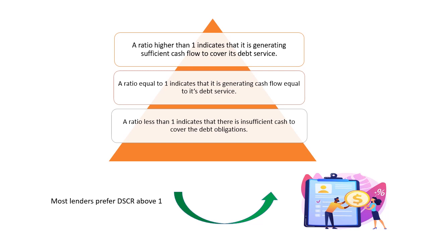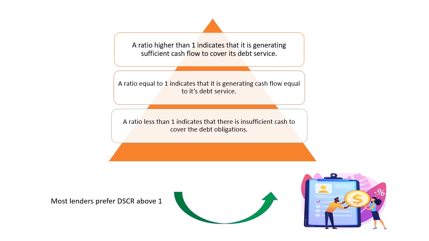If a business has a debt service coverage ratio which is equal to 1, it means that it has a cash flow which is equal to its debt service. It is not a very comfortable position, but it is not also a very bad indicator of the solvency of the business.